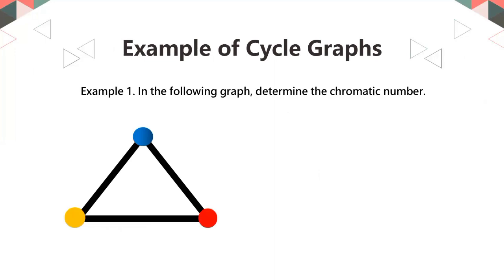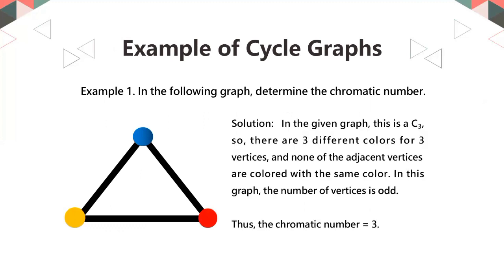For example of cycle graphs. In example 1, in this following graph, determine the chromatic number. In the given graph, this is a cycle 3. So there are 3 different colors for 3 vertices: blue, red, yellow, 1, 2, 3. And none of the adjacent vertices are colored with the same color. So they are all different colors. In this graph, the number of vertices is odd. So thus we can say that the chromatic number is equal to 3.